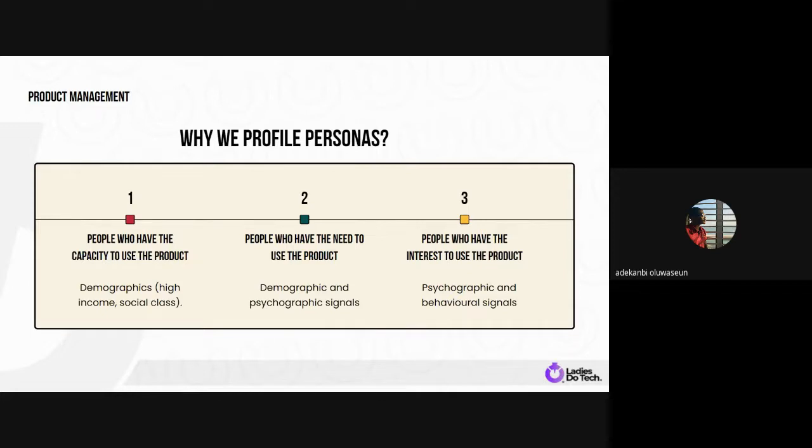So you want to ensure that you focus on capacity: do they have what it takes in terms of income? Then in terms of social class, I know that a food delivery app will not work in a place like Kaduna. It wouldn't work in a place like Katsina, because the social status there is not one conformed with a digital lifestyle. So you think about capacity. The next thing you think about is people who have the need to use the product.